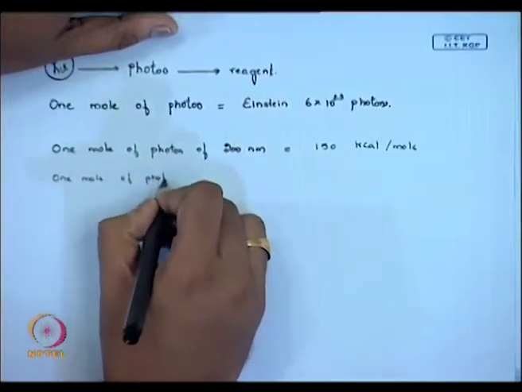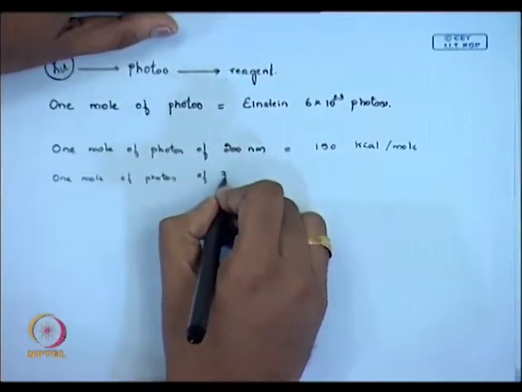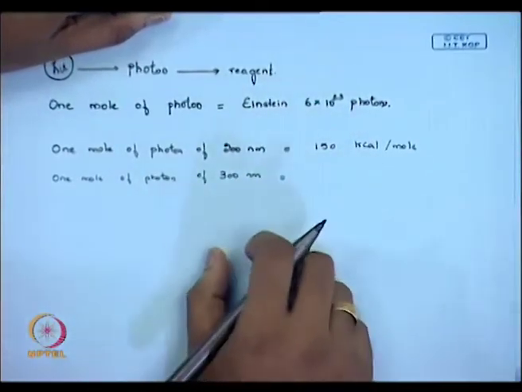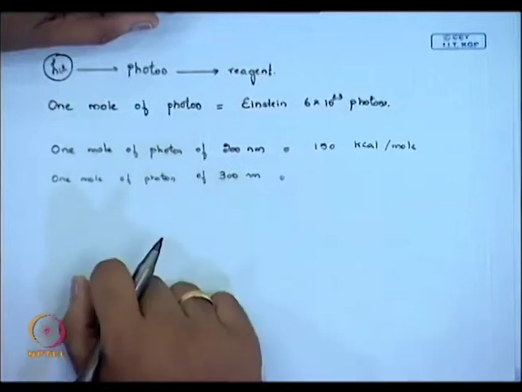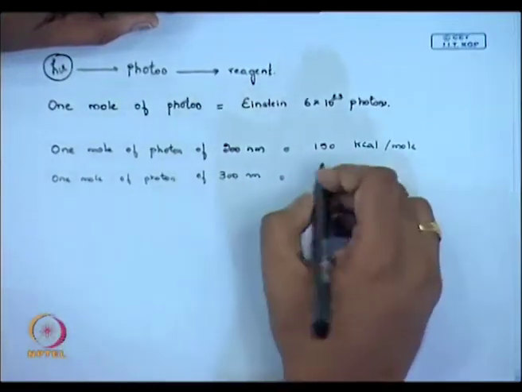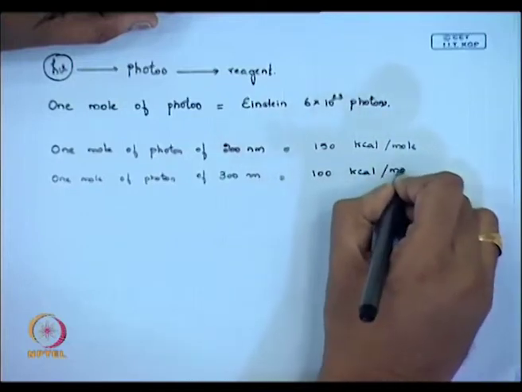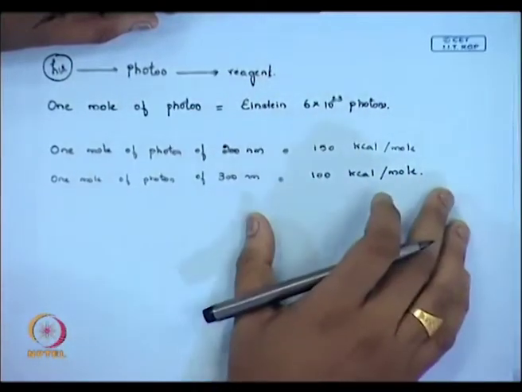So, same way, if I use 1 mole of photon of 300 nanometer, just think, if I am going to use a wavelength of light of 300 nanometer, then how much energy should I get? And you know that as the wavelength increases, what happens to your energy? On the other hand, it will decrease. So, 1 mole of photon of 300 nanometer will subsequently give me 100 kilocalories per mole. It is a good number to remember.